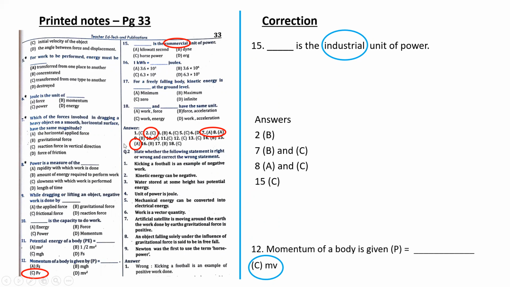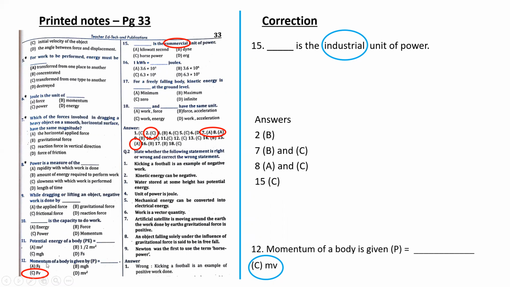On the same page, refer to the answers section. For question 2, the correct answer is option B. For question 7, both B and C are correct statements. So the answer for 7th question would be B and C. Similarly, for question 8, both A and C are the correct answers. And for question 15, C is the correct option.